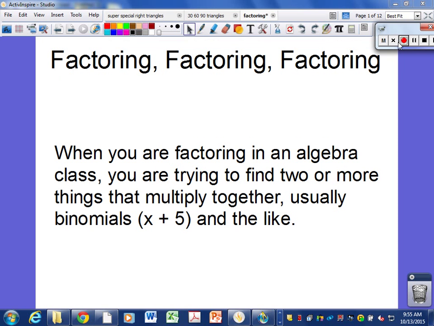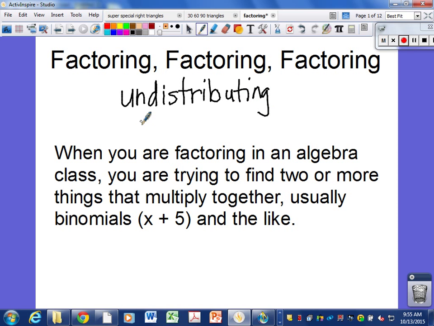Okay, when you're factoring, of course, you're trying to find things that multiply. And most of the time, you're going to be trying to undistribute. So you want to get something in parentheses and something not in parentheses. Think about this as undistributing, where you're going to have something on the outside, parentheses, and then a bunch of stuff on the inside of parentheses. So all of these first ones are going to look like this. You got stuff out here, and you got stuff inside of parentheses.